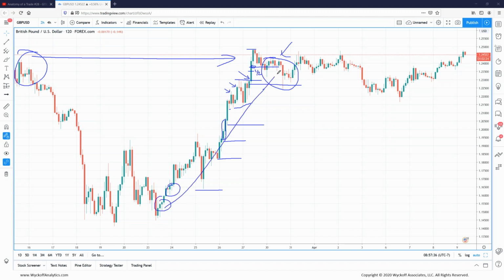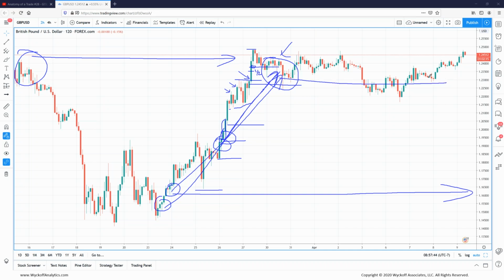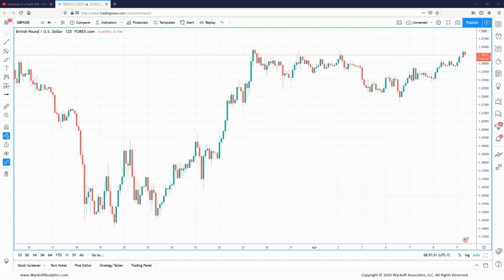Considering our points of entry, multiple points of entry. So something like this. So wow, that's a lot of pips right there. This is just like astronomically profitable. Again, just a function of the volatility.